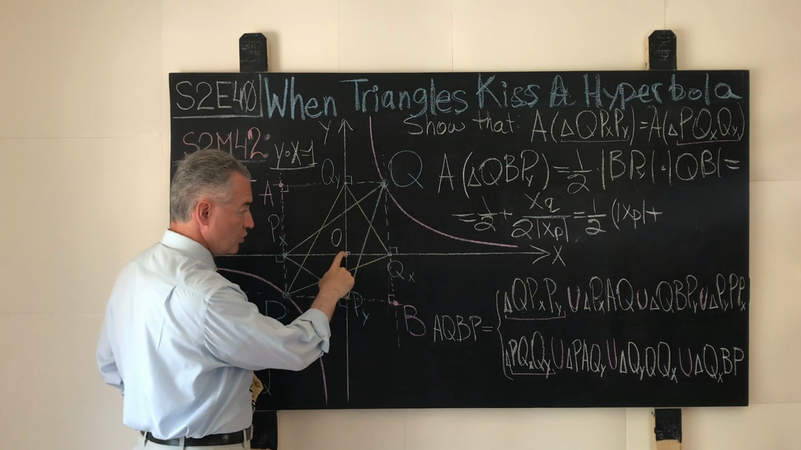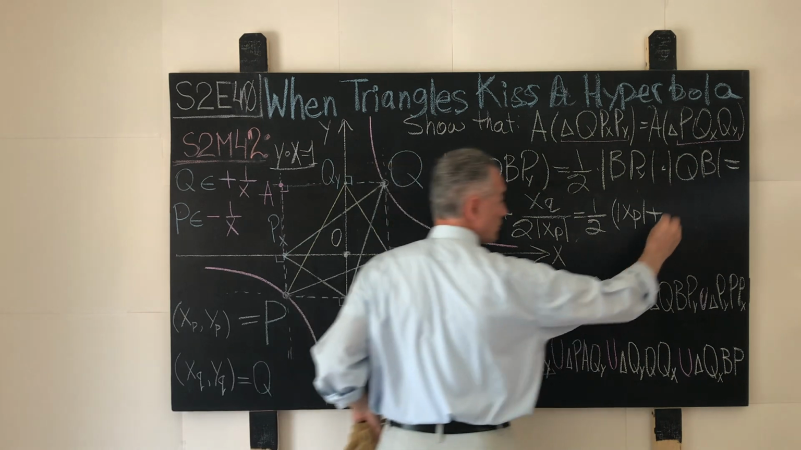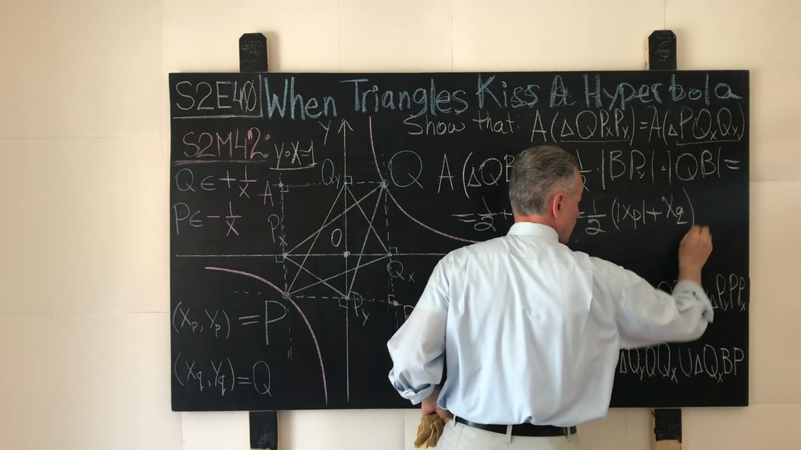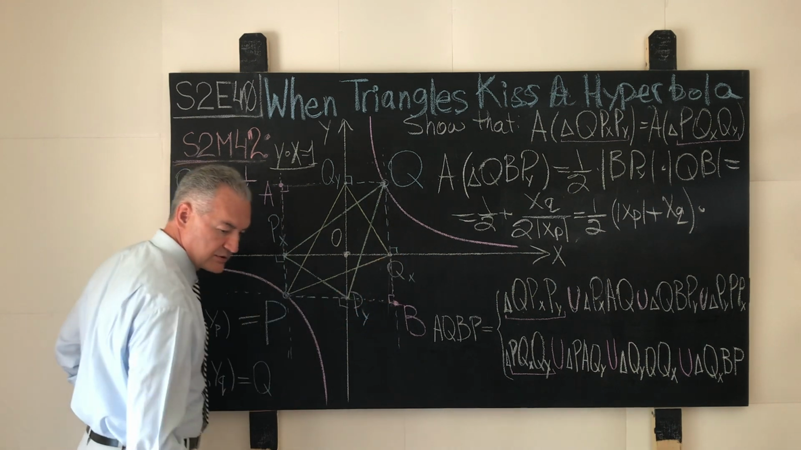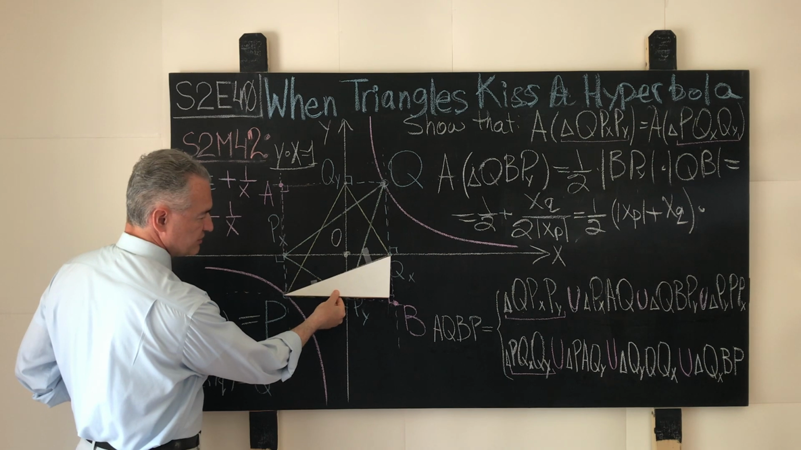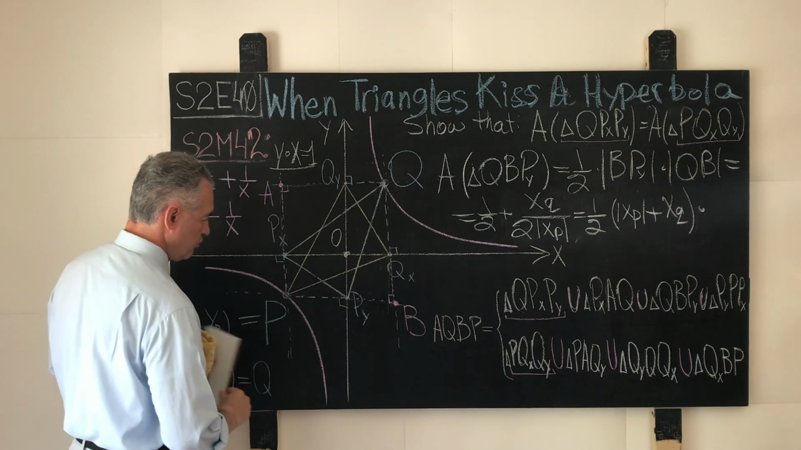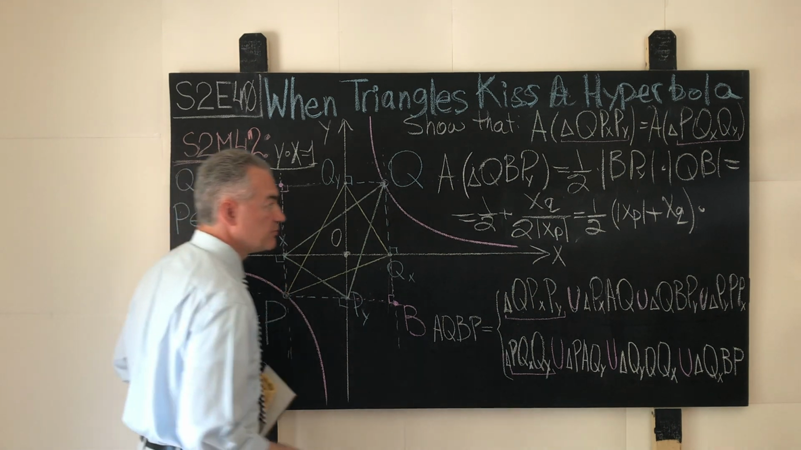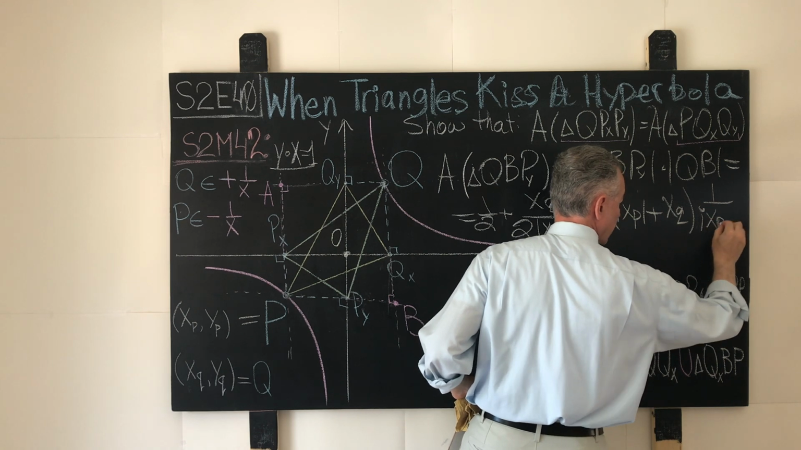the length of the line segment PYB, which is the same as the length of the line segment OQX, which is xq. That is the number xq, times, one more time, the height of this triangle. And what is the height? It's 1 over the absolute value of xp.